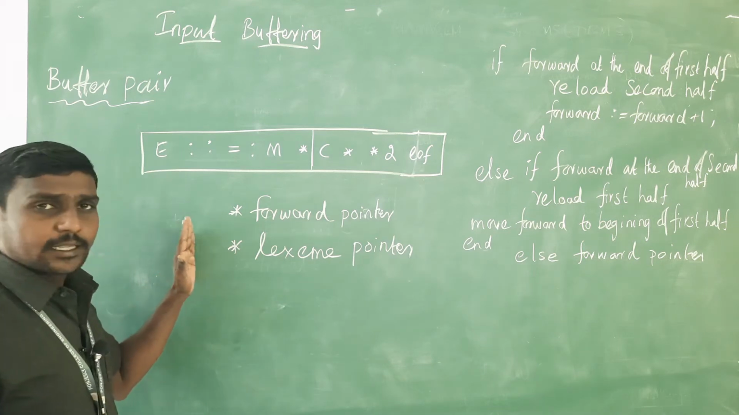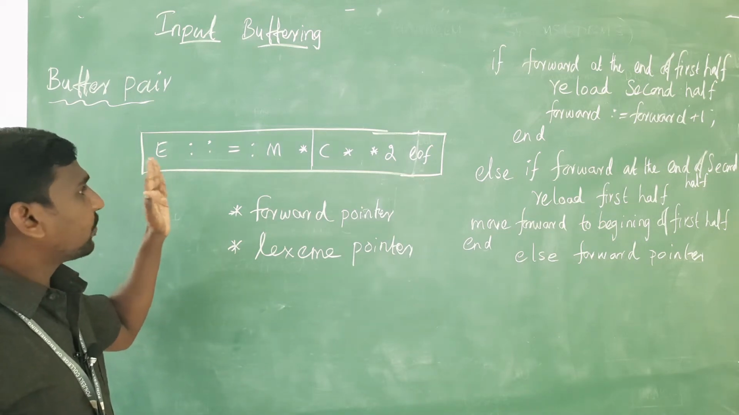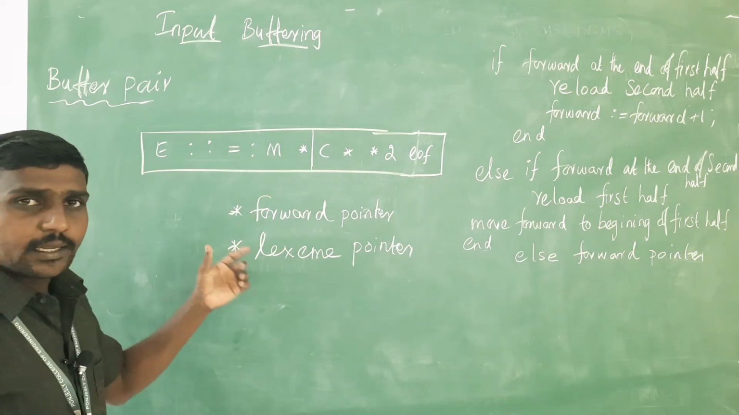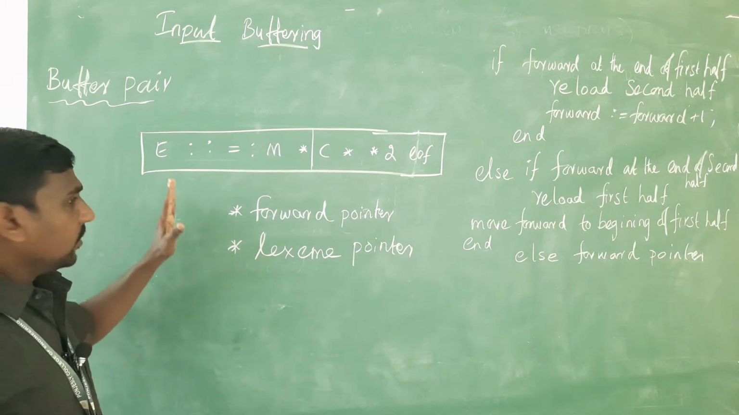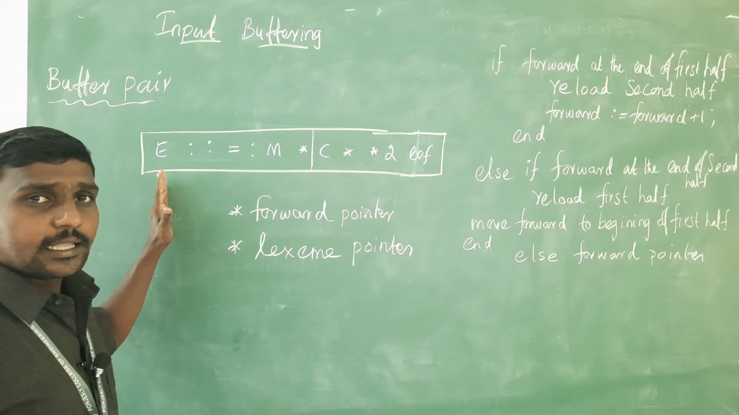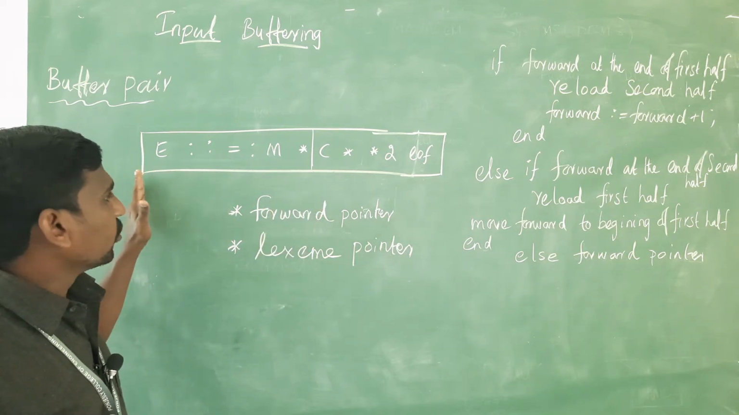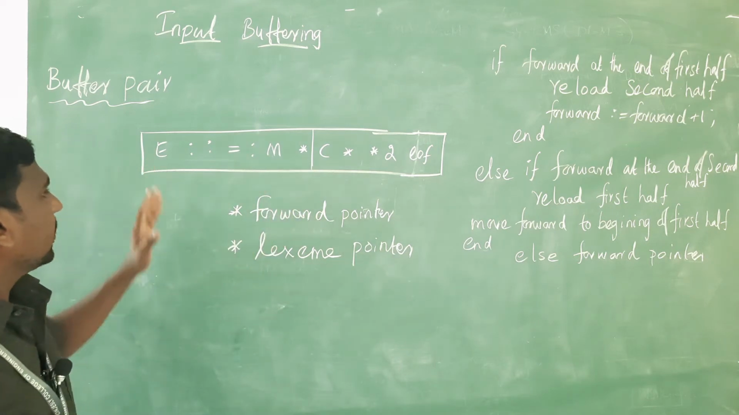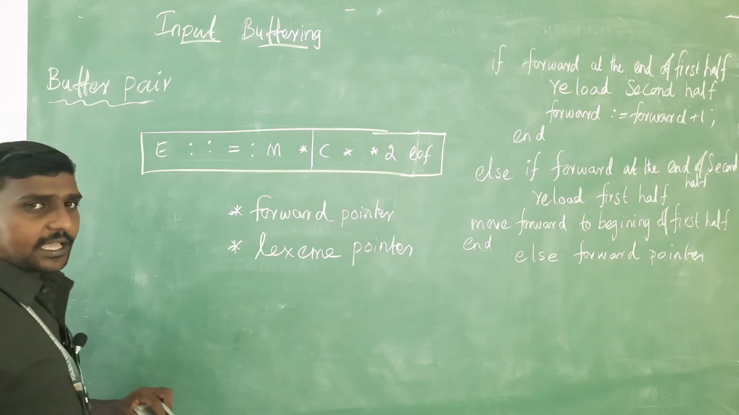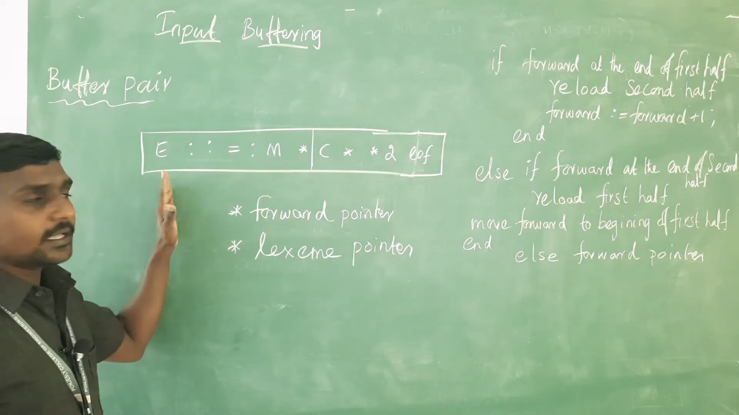Initially both pointers point to the first character placed in the buffer. That you should remember, both the forward pointer and the lexeme pointer. The forward pointer scans the characters placed inside the buffer from left to right. Clear, from left to right. If you take this as an example, first both pointers point to the character E inside the buffer, the first lexeme present inside the buffer.